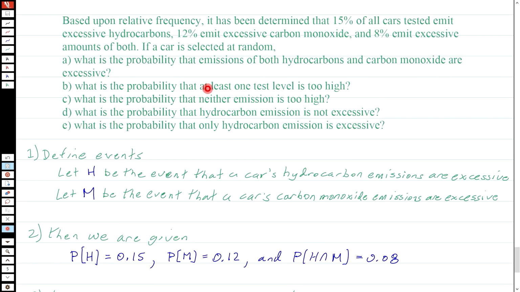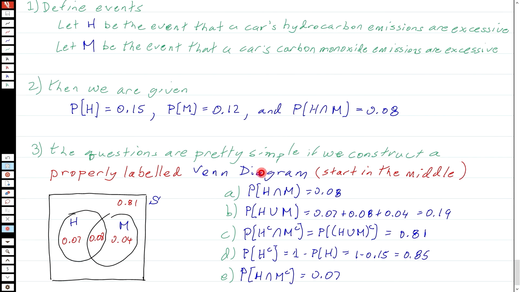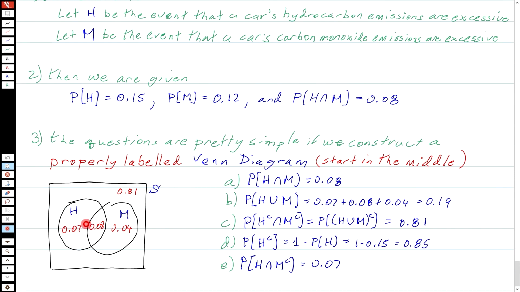Part B, what is the probability at least one test level is too high? So this is H or M. So H occurs or M or both. That's at least one. So we get that from here, we add up this plus this plus this. So 0.07 plus 0.08 plus 0.04 is 0.19.